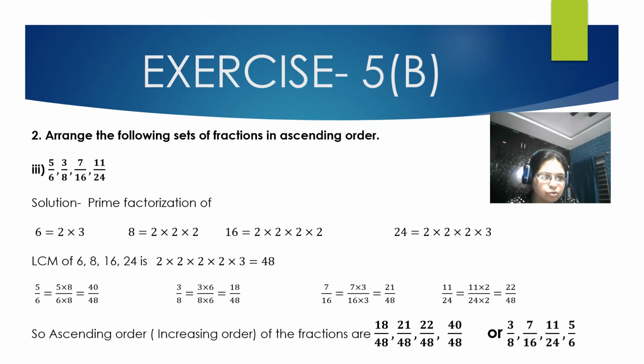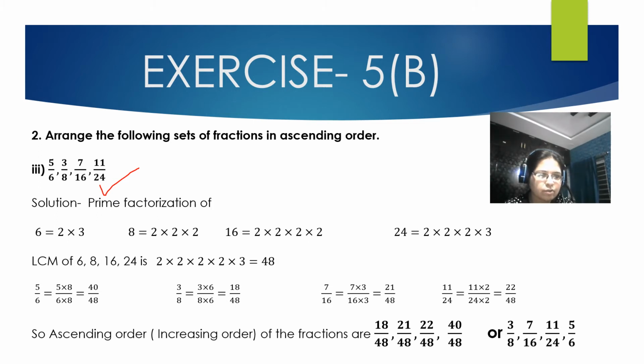Now we have to solve question number three, part B: 5 divided by 6, 3 divided by 8, 7 divided by 16, and 11 divided by 24. These are all unlike fractions, having different numerators and denominators. So first we have to convert these unlike fractions into equivalent fractions by multiplying the same number with both numerator and denominator. So first we have to find the LCM of the denominators 6, 8, 16, 24.